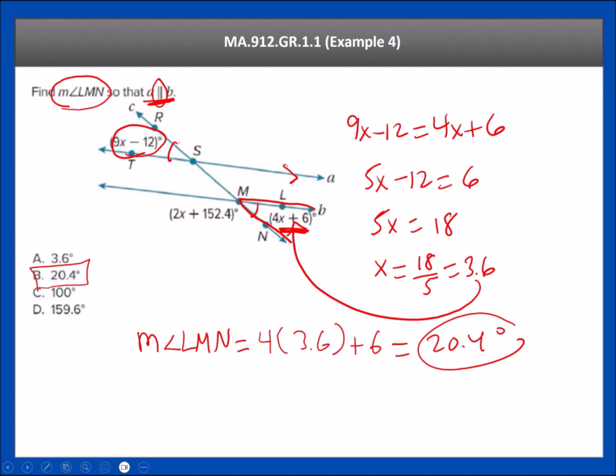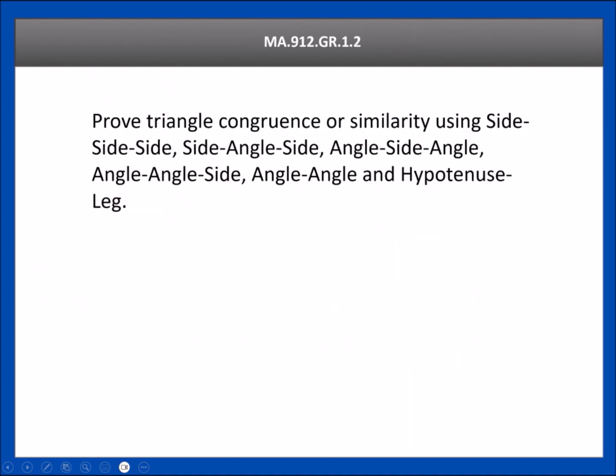All right. Let's take a look at the next topic here. Usually each topic is going to have 2 to 4 questions. Most of them will have 4 questions. Some of them have 3 or 2. All right, so prove triangle congruence or similarity. We're not going to prove similarity here because we're going to cover that in the next half of the next semester. This first semester we covered congruence. All right, so we're going to talk about that.